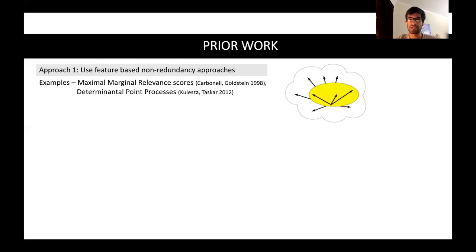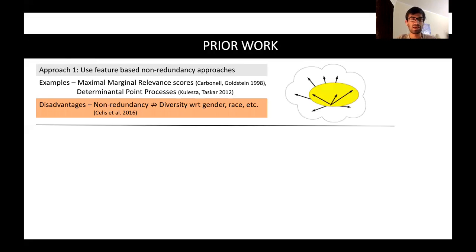Prior work to address biased image summarization has a number of limitations and falls into two categories. The first is to use non-redundancy approaches, which basically consider vector representation of the images and then aim to diversify across the entire feature space. The main disadvantage with this approach is that non-redundancy does not always lead to diversity with respect to protected attributes such as gender or race.